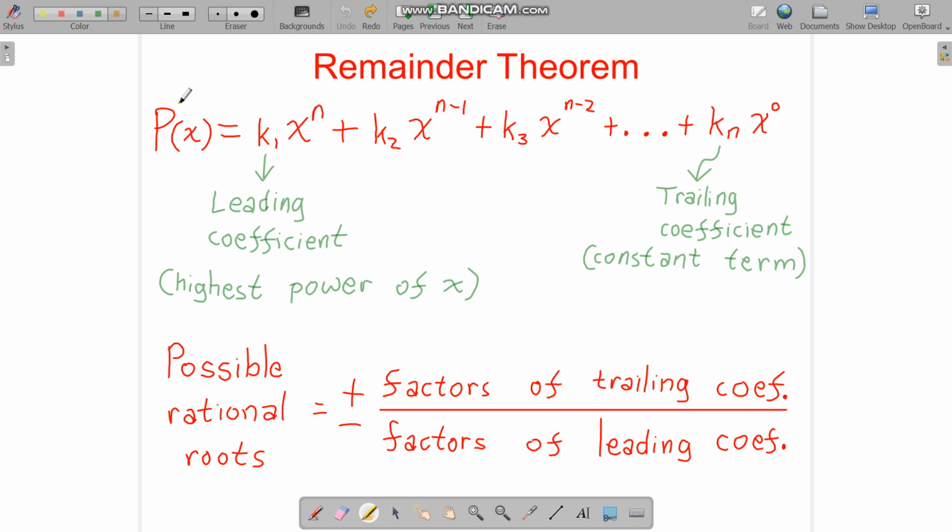For the polynomial p of x with x in descending order from the highest to the lowest power of x, this first coefficient, the coefficient of the highest power of x, is called the leading coefficient. The trailing coefficient or constant term is the term with no x. The possible rational roots are plus minus factors of the trailing coefficient divided by factors of the leading coefficient. So trailing divided by leading.